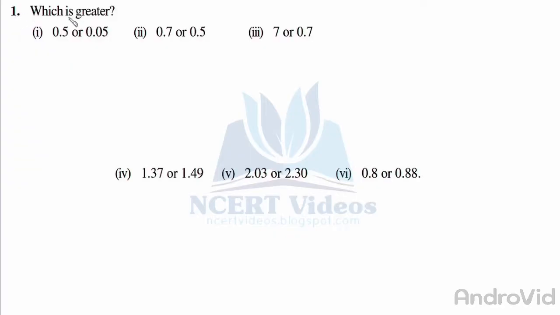Question 1. Which is greater? 0.5 or 0.05? 0.7 or 0.5? 7 or 0.7? 1.37 or 1.49? 2.03 or 2.30? And the last one is 0.8 or 0.88.